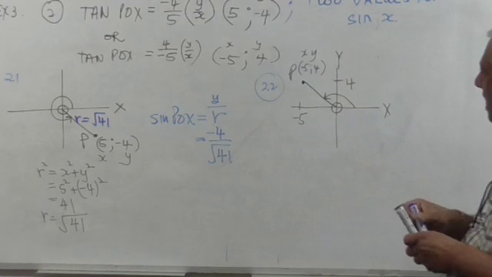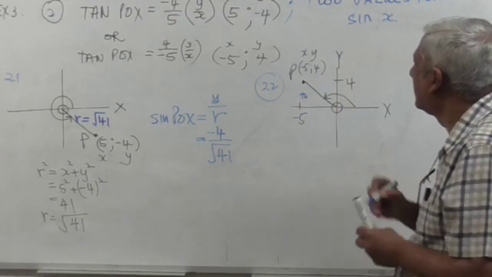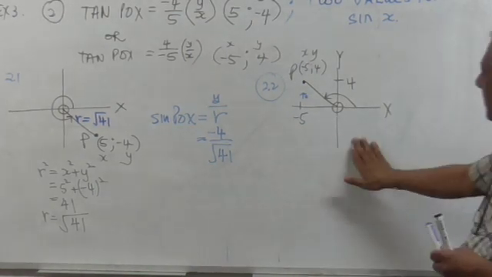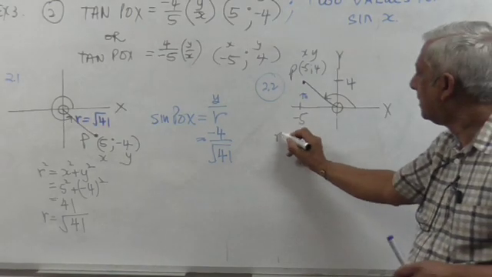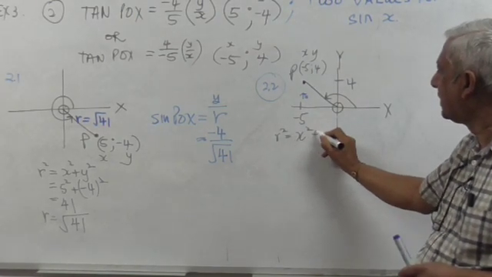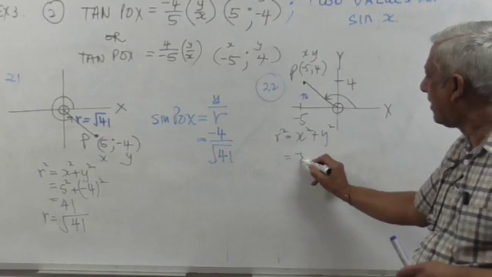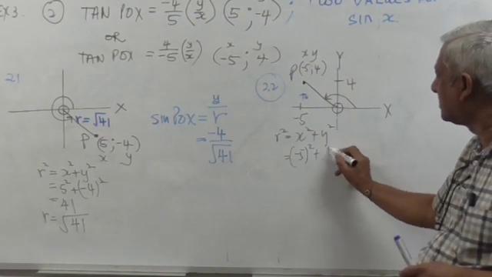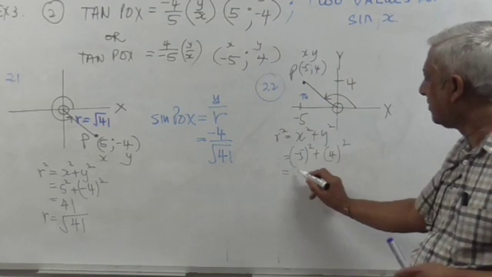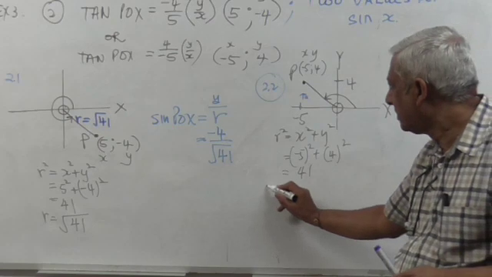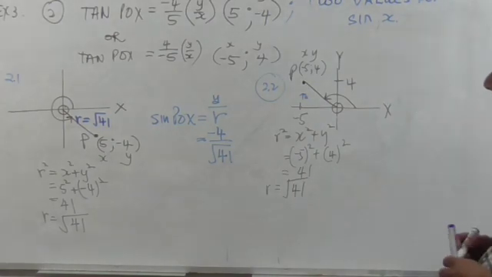We don't know what r is. So we have to find r. So we'll do our working. R squared is equal to x squared plus y squared. X squared will be minus 5 squared plus y squared will be 4 squared. And you put that in the calculator, you'll end up with 41. So r is equal to square root 41.